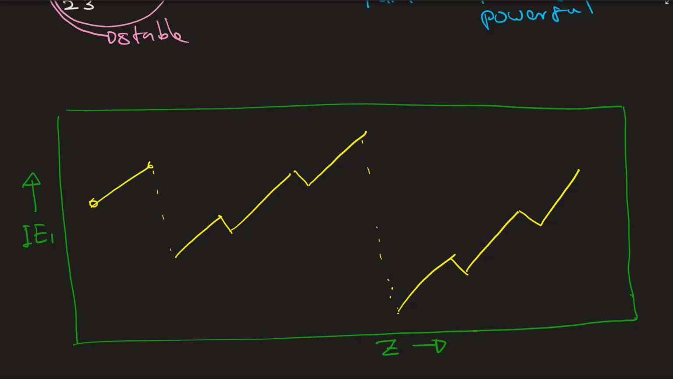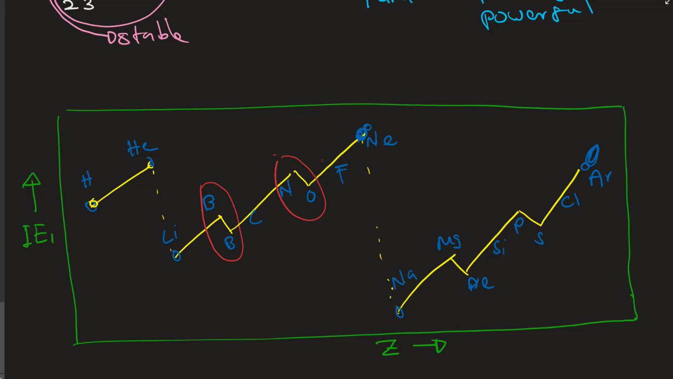And what we have is hydrogen and helium. And let's put a little bit more reasonable energy levels. And hydrogen, helium, lithium, beryllium, boron, carbon, nitrogen, oxygen, fluorine, neon. And then you get sodium, magnesium, aluminum, silicon, phosphorus, sulfur, chlorine, argon, right? And you can kind of see these pairs: beryllium to boron, nitrogen to oxygen, and magnesium to aluminum, phosphorus to sulfur.